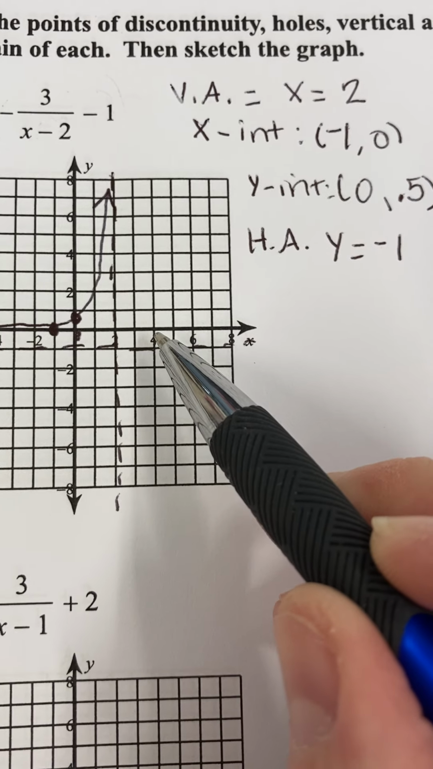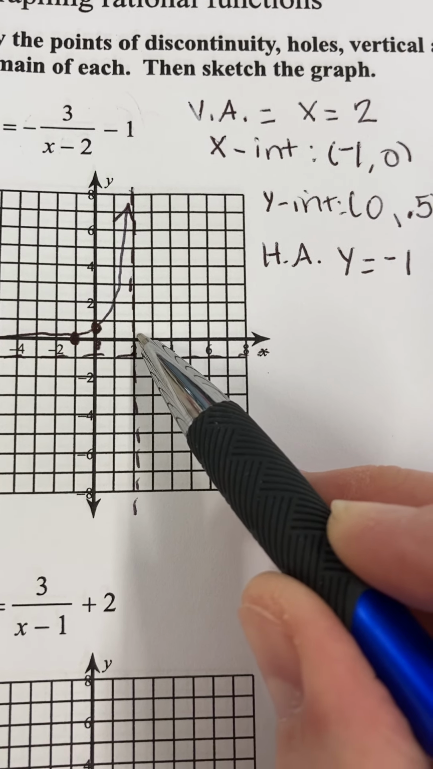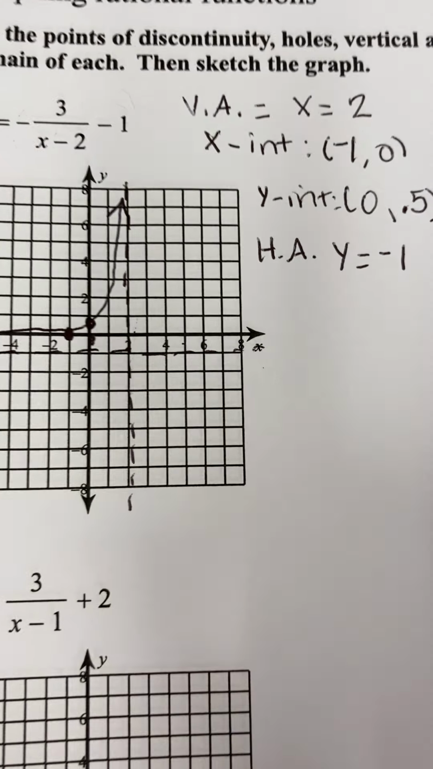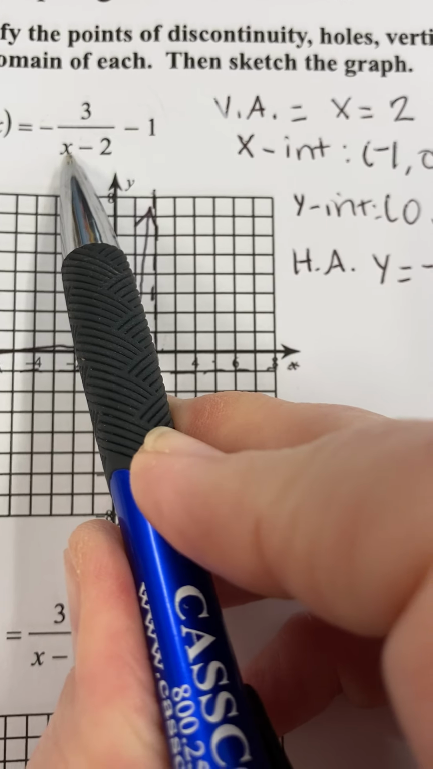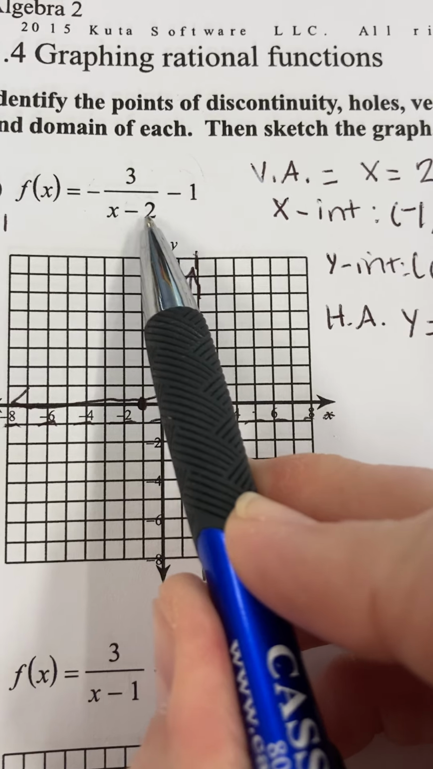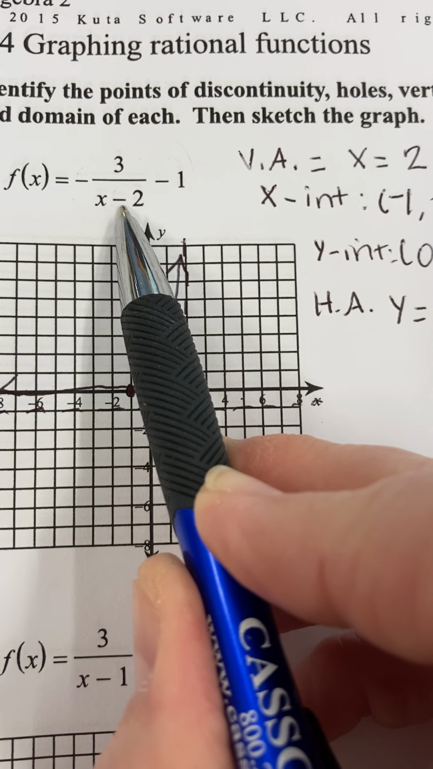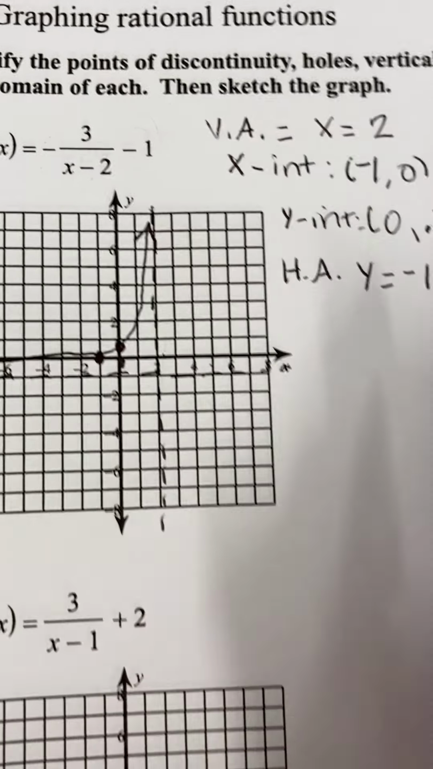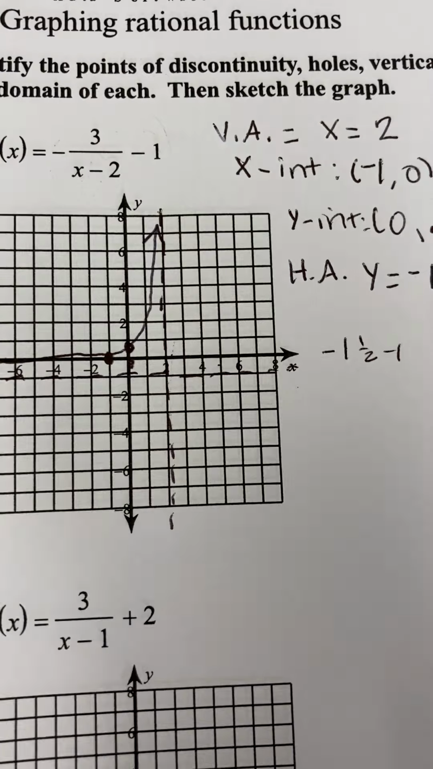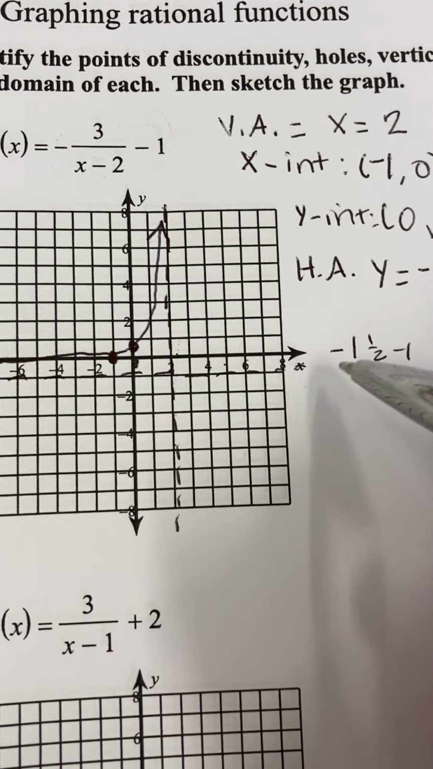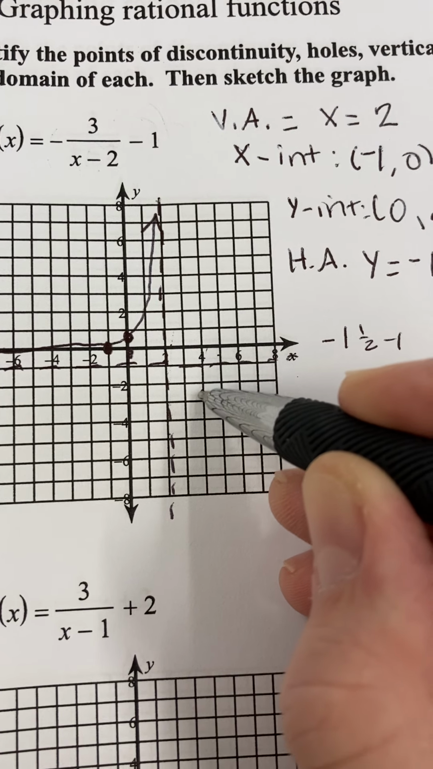So I am going to pick any value on the other side of this asymptote at 2. So I'm going to pick 4. I'm going to put 4 in here, and I get 4 minus 2, which is 2. So this makes it negative 3 over 2, which is negative 1 1/2, minus 1. So I have negative 1 1/2 minus 1, which is negative 2 1/2. So 4 gave me negative 2 1/2, which is down here.